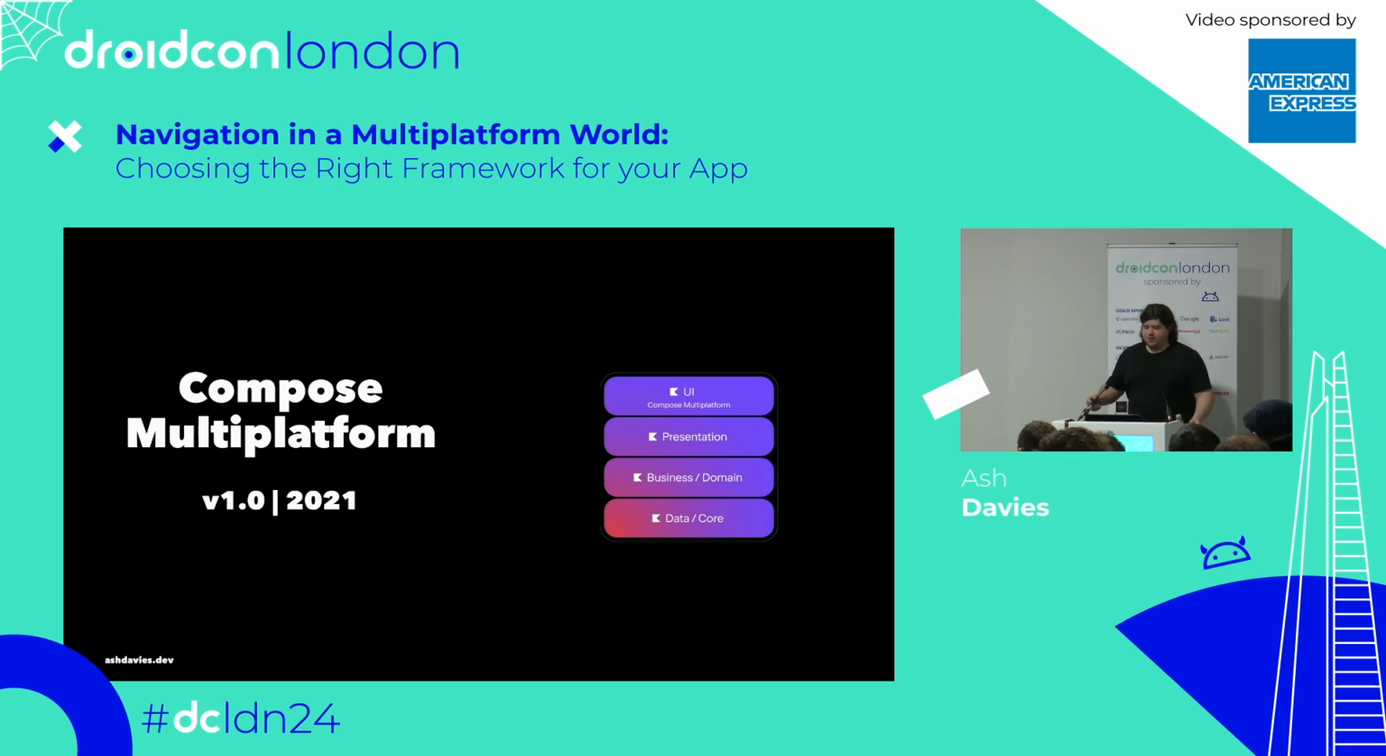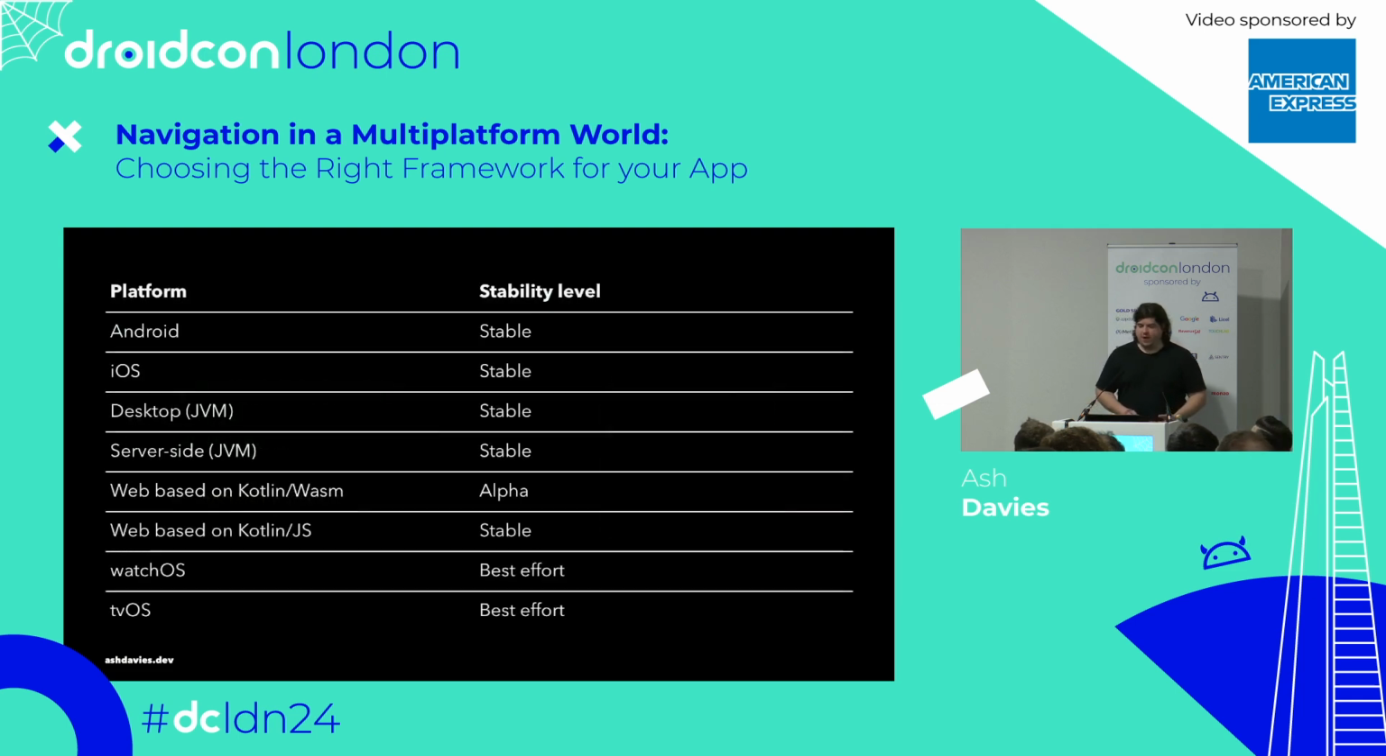So they changed their stability declarations, so rather than versions themselves being stable, they've gone for platforms being stable. So Android is stable by default because it follows Jetpack. iOS is now considered stable as well, along with desktop and server-side and Kotlin.js. Whether you believe Kotlin.js is stable or not is another question, but Kotlin WASM is also in alpha. Most platforms stable is my point there.